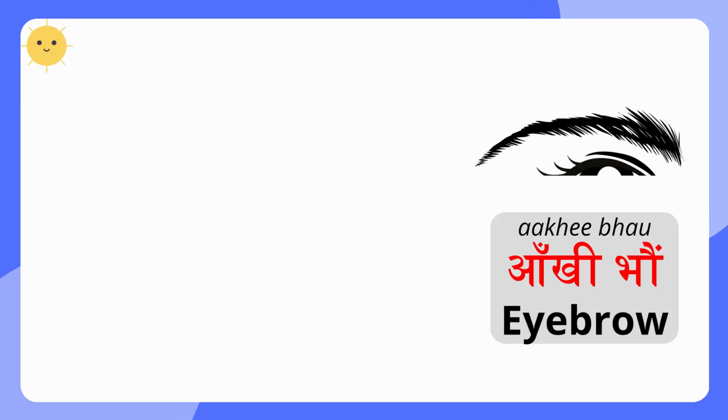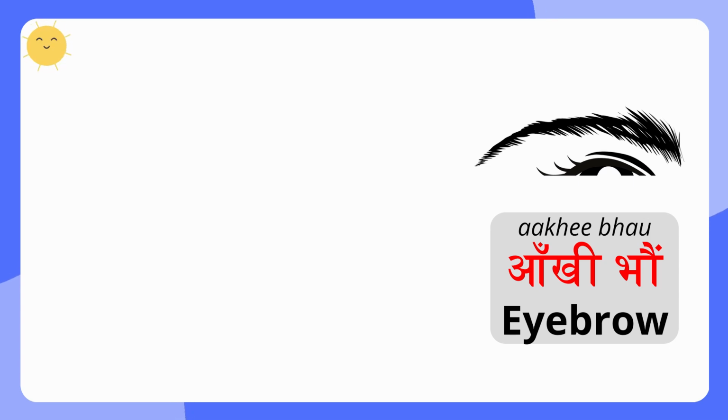Moving on to the next, let's learn how to say eyebrows in Nepali. This word is very useful for girls. Eyebrow means आँखी भौँ. Eyebrows. You can also hear some people saying आँखी भुई in Nepal. So do not get confused. आँखी भौँ or आँखी भुई is the same word.